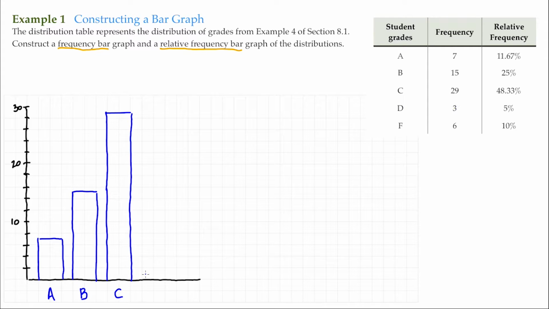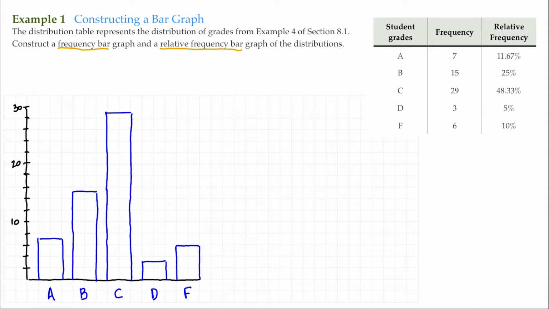D, there's only 3. So 2, 3 right here. And then finally we have our Fs. There are 6. 2, 4, and 6. And there's our Fs. So now we have this frequency distribution, and this is what it looks like pictorially. So we could identify what's going on right away. It summarizes our data very well.